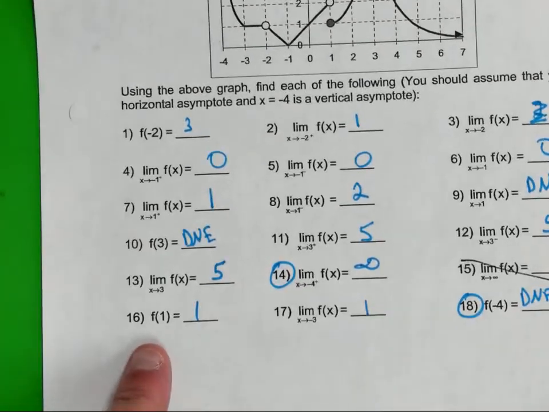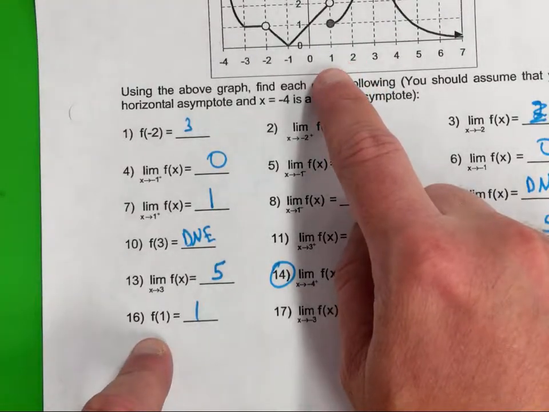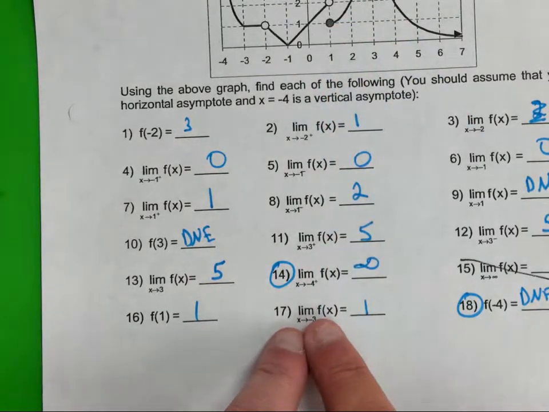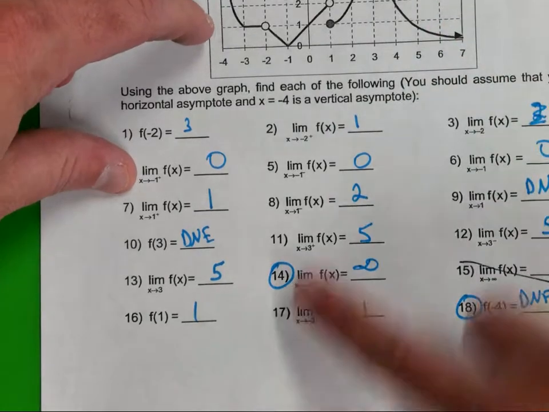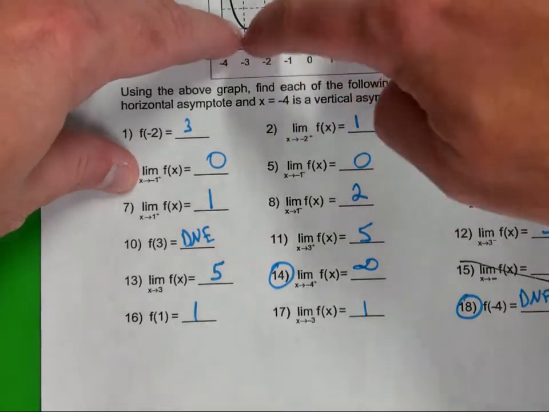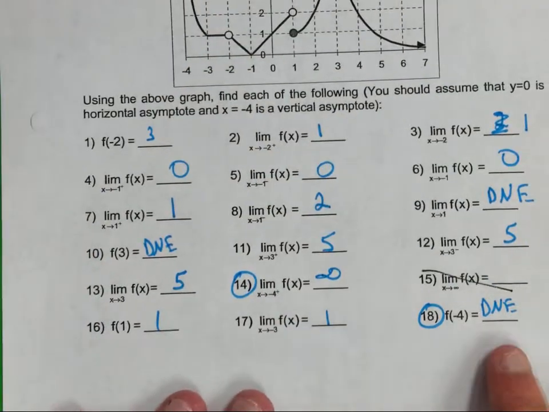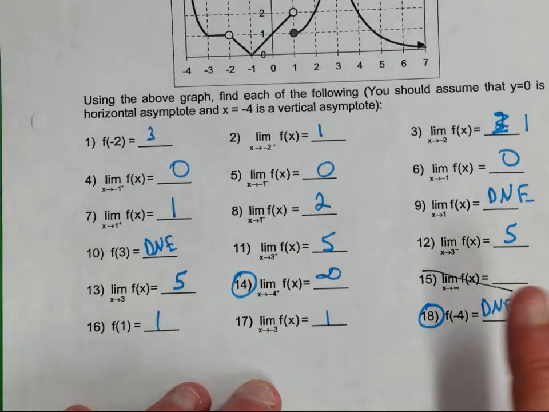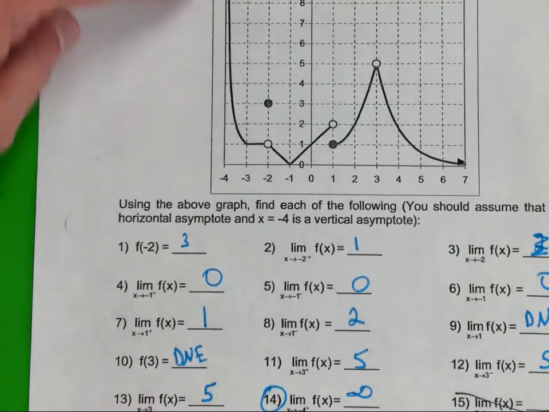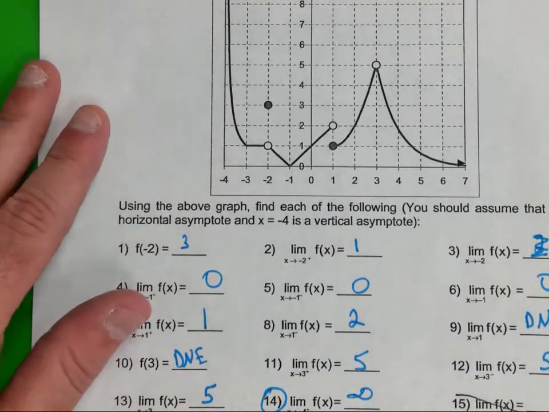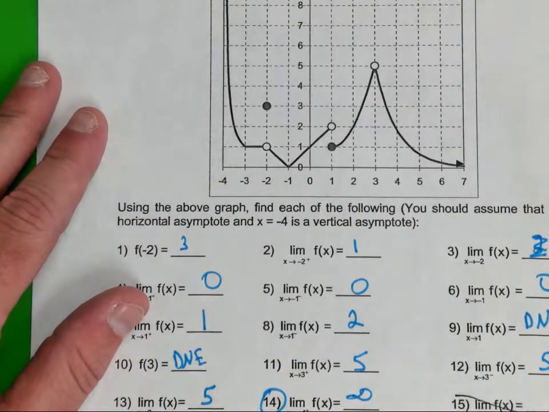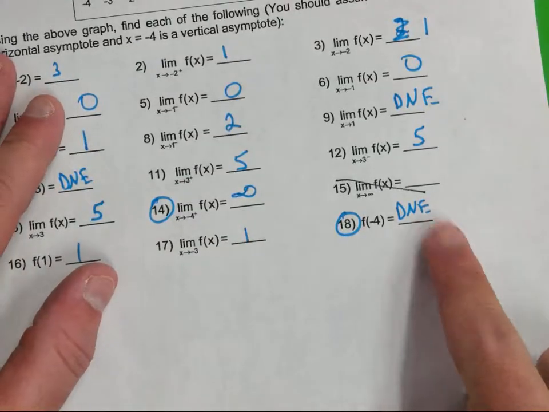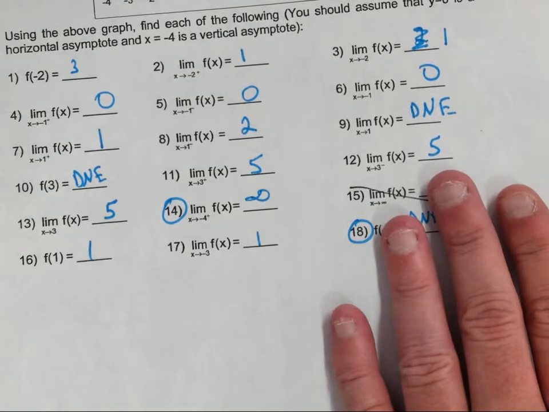16, f of 1. F of 1, you want to know the actual value, not the limit. That is 1. 17, as x goes to -3, two-sided, so I'm looking at right and left. It's both going to 1. And number 18, f of -4. I won't count that wrong because you might not know what to put. Is there any kind of dot there, or what is present at -4? So what would there be a value for that? No, that does not exist. Does not exist. Are there any questions on that?